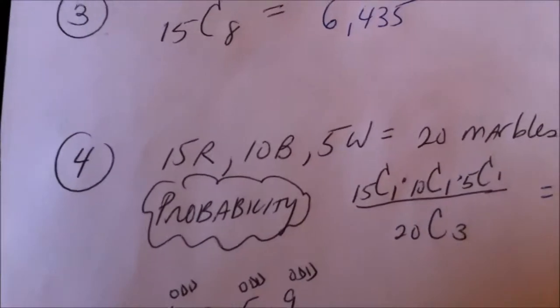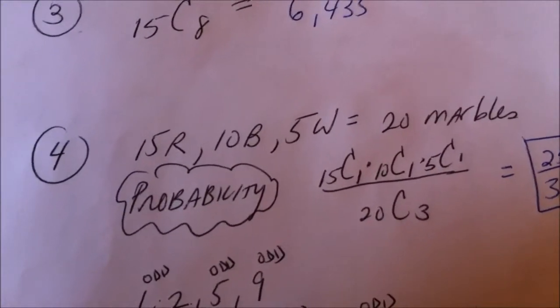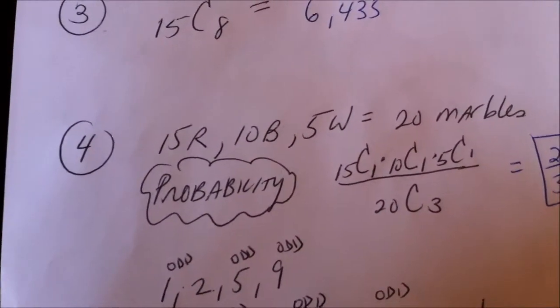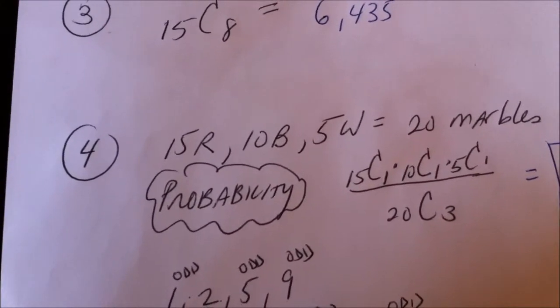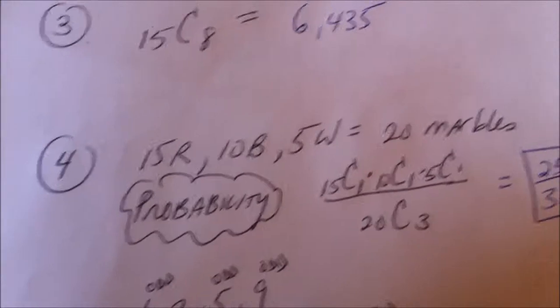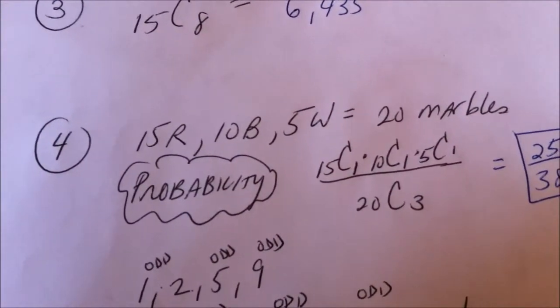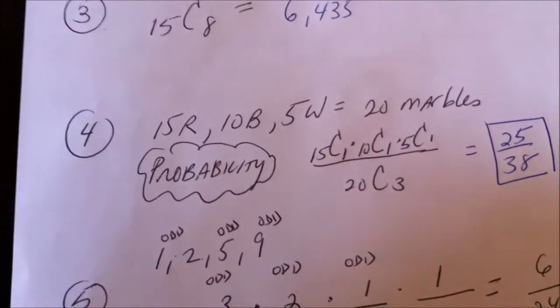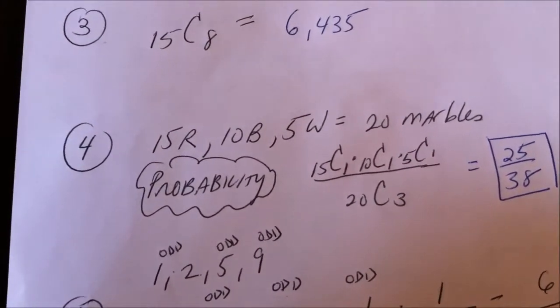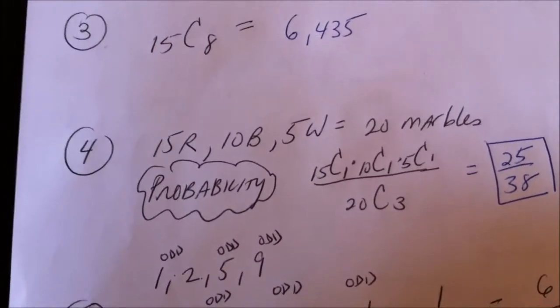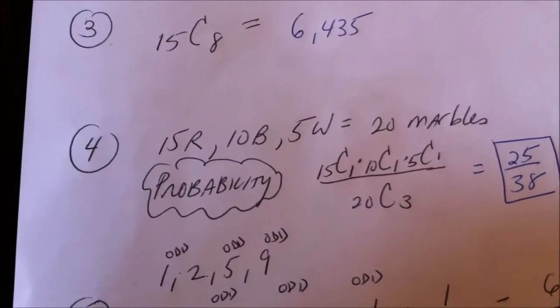Number 4. This was a combination question with probability. You see, in the other questions we didn't talk about probability. That's why a fraction wasn't involved. Remember that probability is favorable over total. And out of the 20 marbles in the bag, 15 red, 10 blue, I think it was blue, and 5 white, it might have been black, we want to pick one of each.